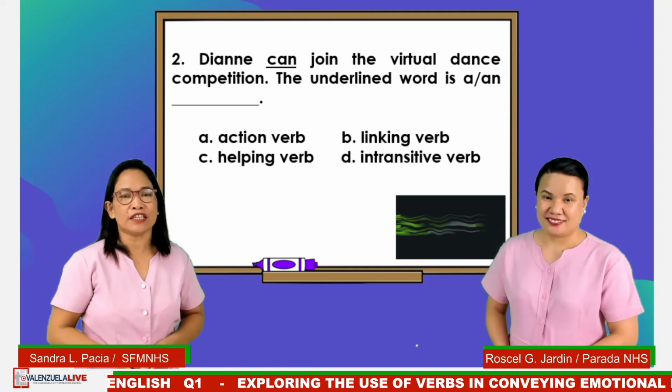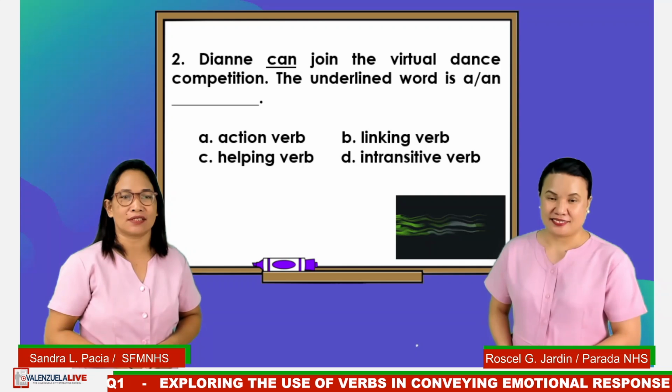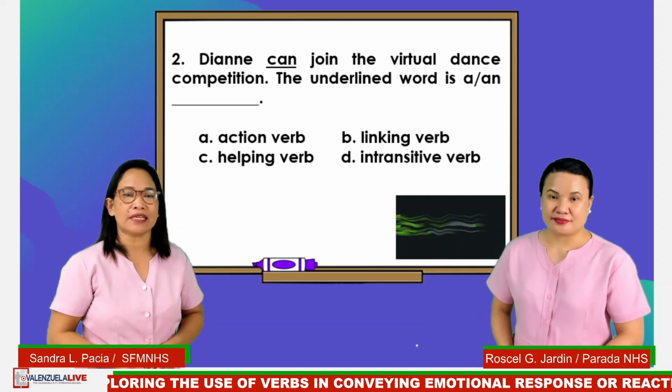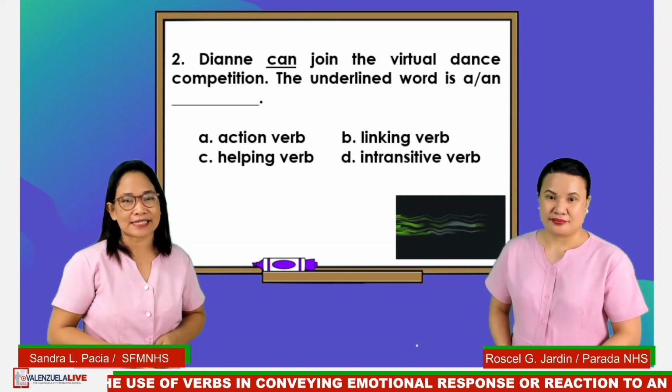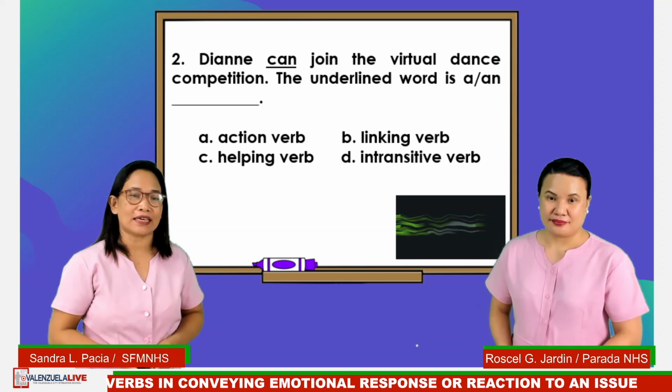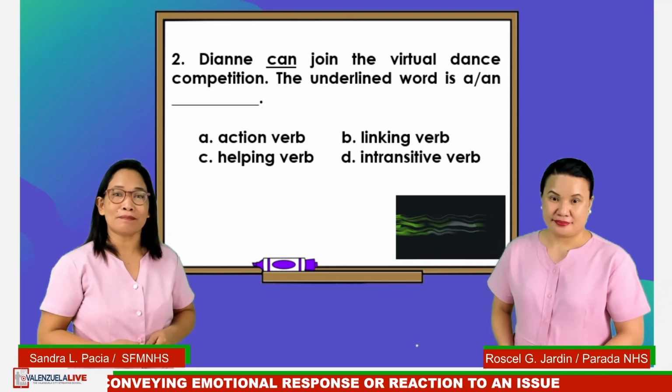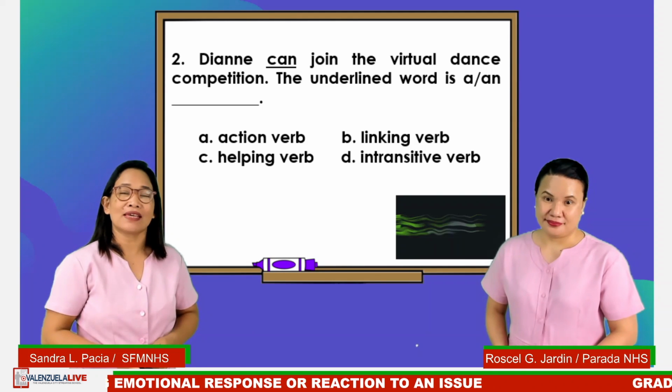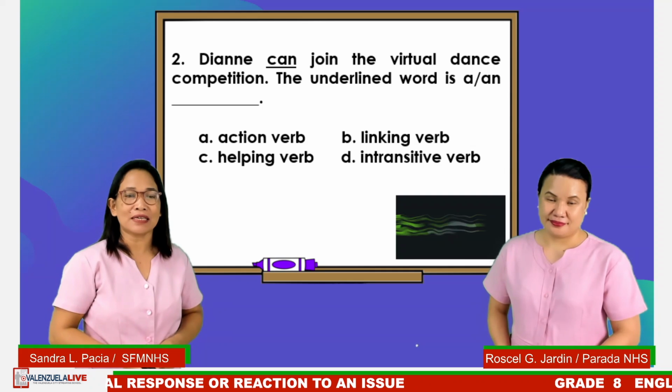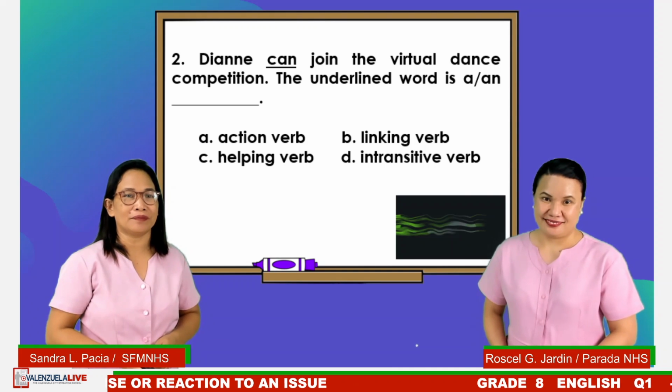Number 2. Diane can join the virtual dance competition. The underlined word is: A, action verb. B, linking verb. C, helping verb. D, intransitive verb.